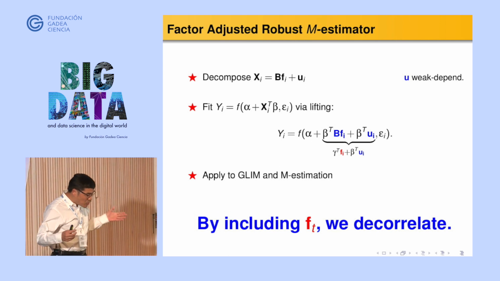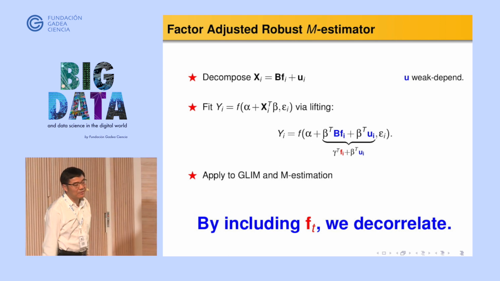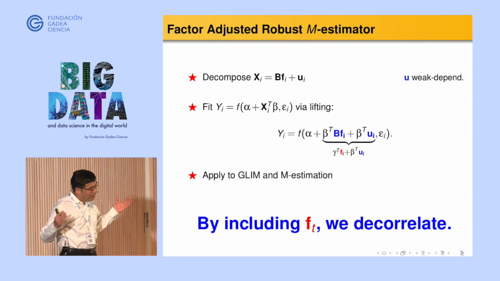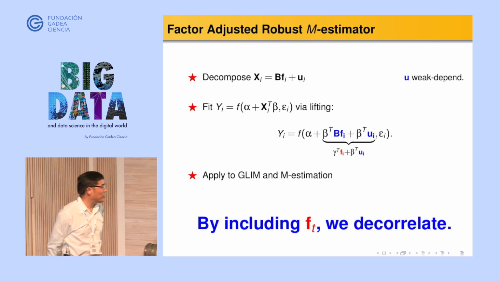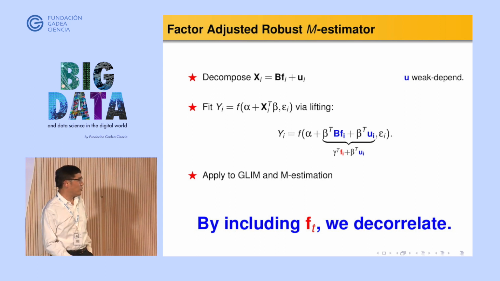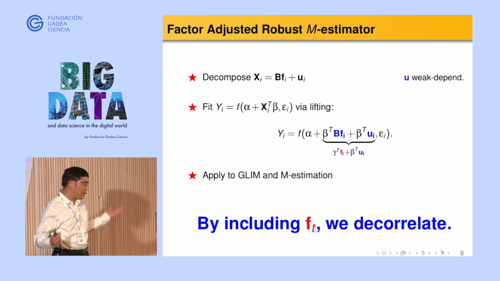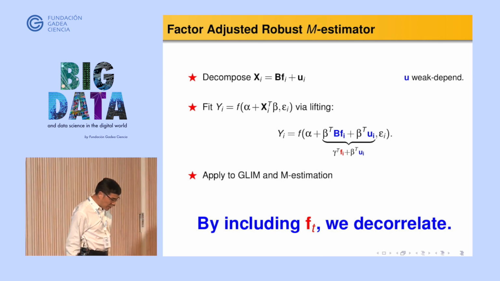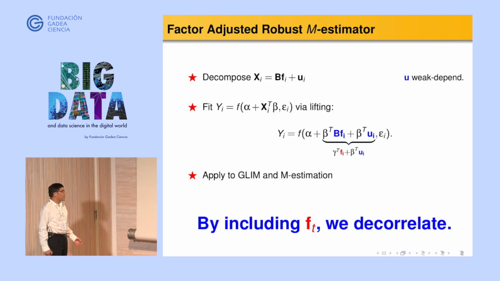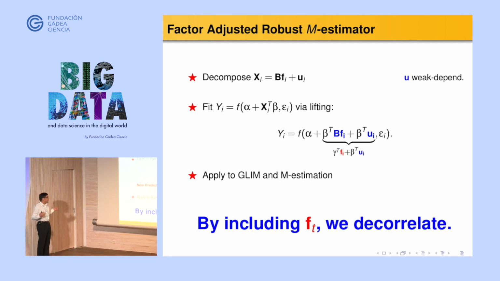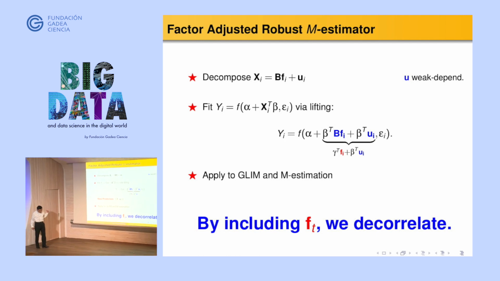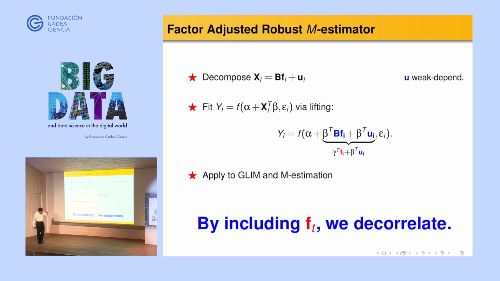And by construction, the latent part and the idiosyncratic part are uncorrelated. And the idiosyncratic part, by assumption, should be weakly correlated. So you are doing decorrelation, right? This method can be applied to generalized linear models and to generalized M-estimation. The detail is not important. The idea is that by including just a few latent factors in your regression, we decorrelate the variables, and the beta you want here is really just the coefficient in front of your idiosyncratic components, right?